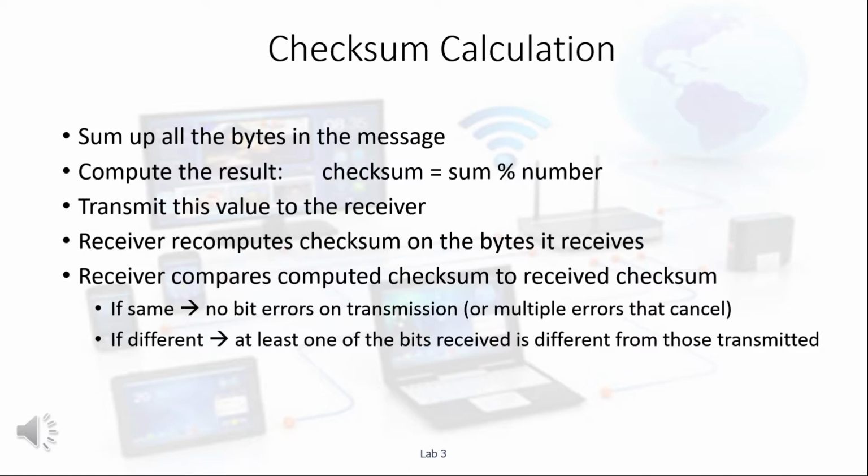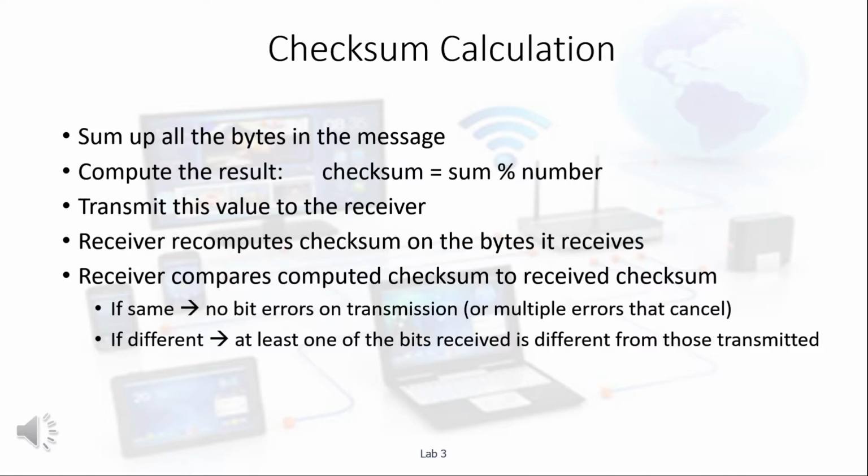Well, we deal with that by using a modulus operation. So a checksum is that sum mod a particular number, and that number is determined by the number of bits in your checksum, the range of values that your checksum can represent.